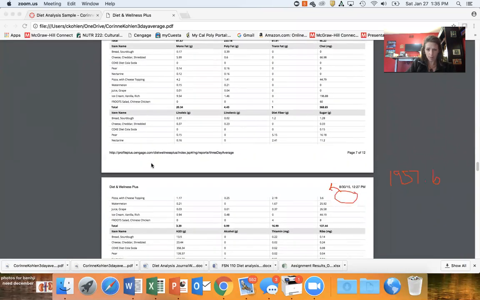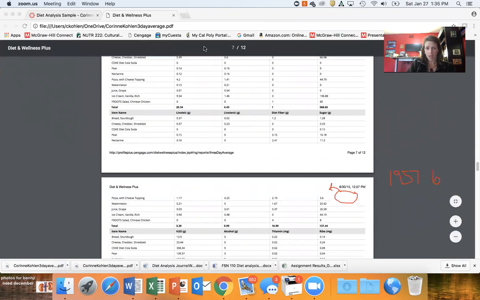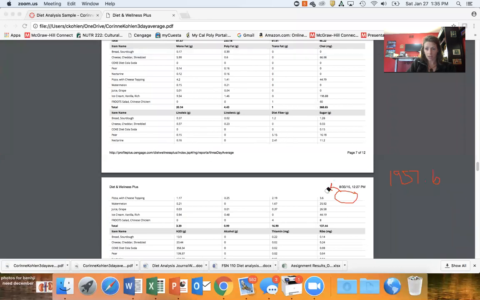Pizza with cheese topping, watermelon juice, grape. This was 100%. I know it doesn't say so there, but I know that it was 100%, so that's fine. However, I do have this ice cream, and the ice cream is definitely considered an empty calorie sweet. So the ice cream right here, vanilla ice cream, had 44 grams of sugar in it.